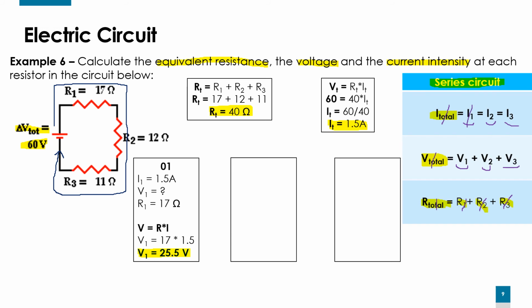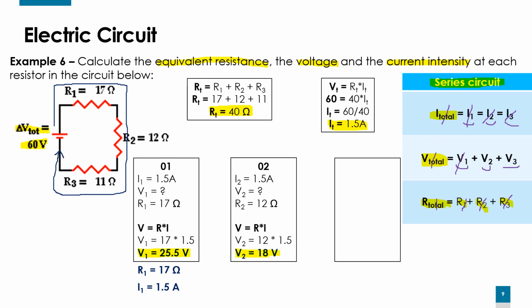My I1 I know, my V2 I already know. Now, my I2 I already know, I3 I already know. Now for 2, my resistor 1 is 17 ohms and my current 1 is 1.5 amperes. For 2, my current is 1.5 amperes, my voltage 2 I don't know, my resistance 2 is 12 ohms. So my voltage is going to be 12 times 1.5 and it's going to be 18 volts. So my voltage 2, I already calculate, my resistance 2 is 12 ohms and my current 2 is 1.5 amperes.